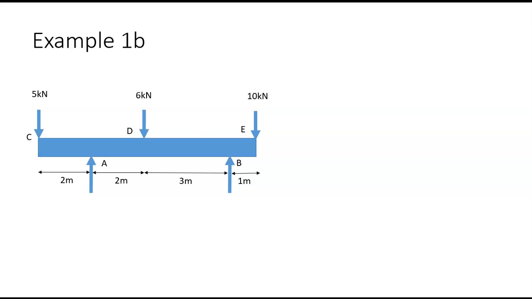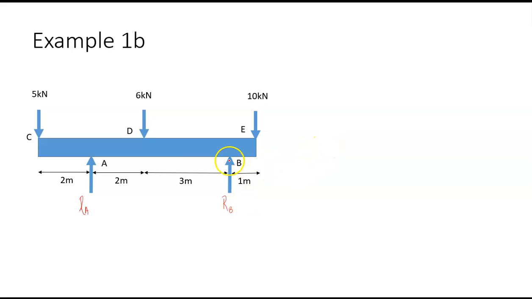So this is example 1b, and in this example we're going to work out the shear force and bending moments of this beam. So we'll start by taking the moments about B to determine the reaction force here at RA. So that's reaction force RA, and that's the reaction force RB.